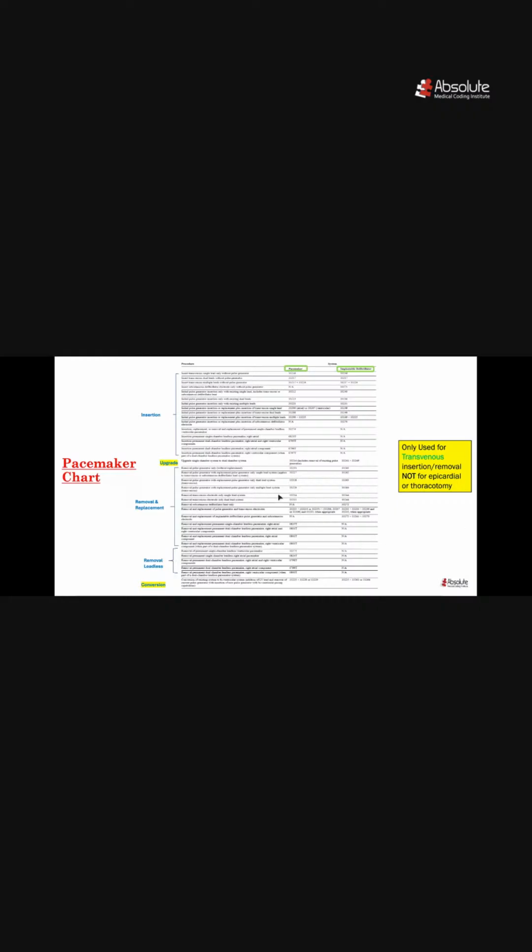I've just noted the different procedures in the chart. You have insertion procedures: codes for insertion of the leads only, then battery-only insertion procedures, then the system-only insertion procedure. A system includes your leads and the battery, both together. And then we have the leadless insertion procedure codes over here.